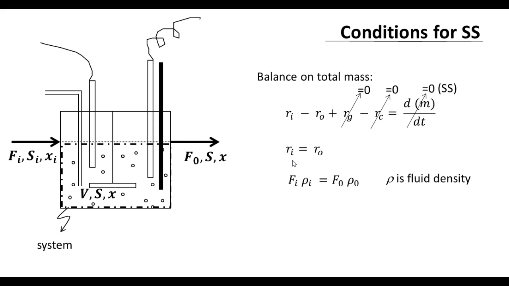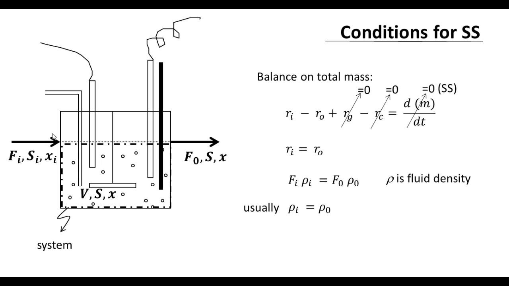What is rate of input in terms of our volumetric flow rate? A volumetric flow rate is volume per time. We are looking at mass per time here. Therefore, if we multiply the volumetric flow rate by the density, we would get our mass rate. Therefore, Fi times rho I, the density of the incoming stream, equals Fo times rho O, which is the feed rate and the density of the outgoing stream. Rho is the fluid density, as we mentioned.